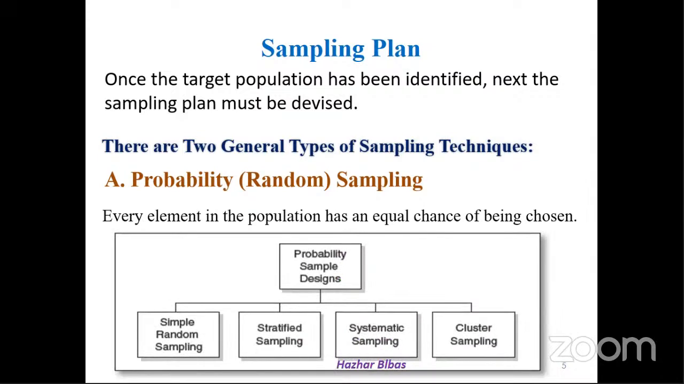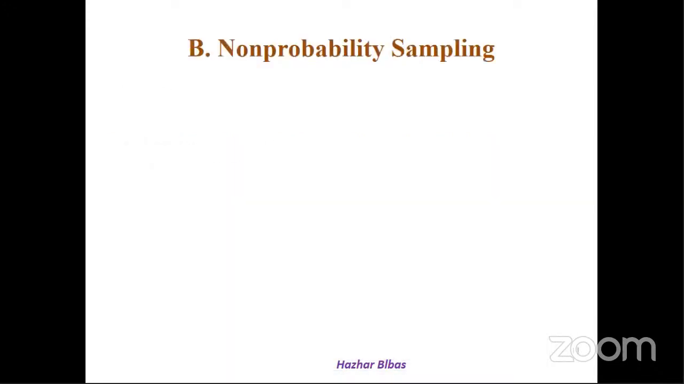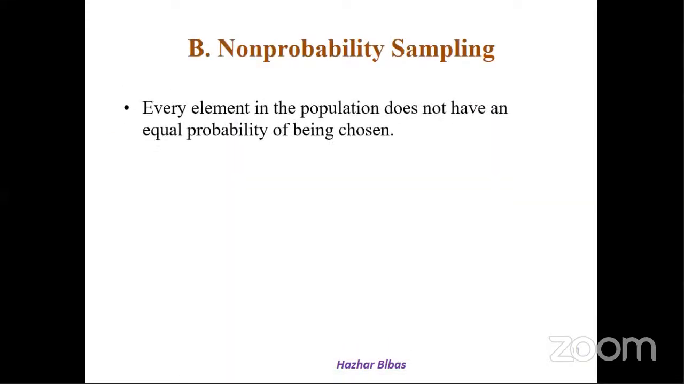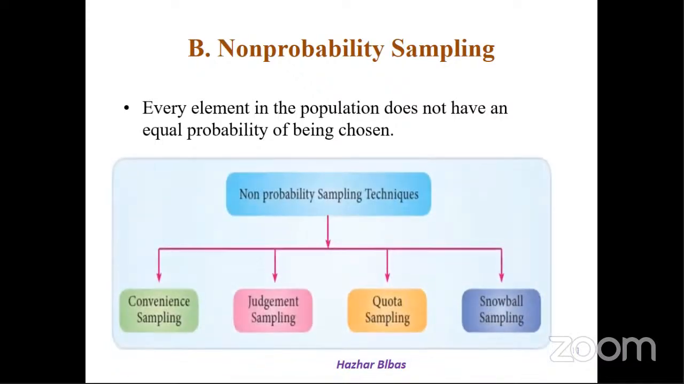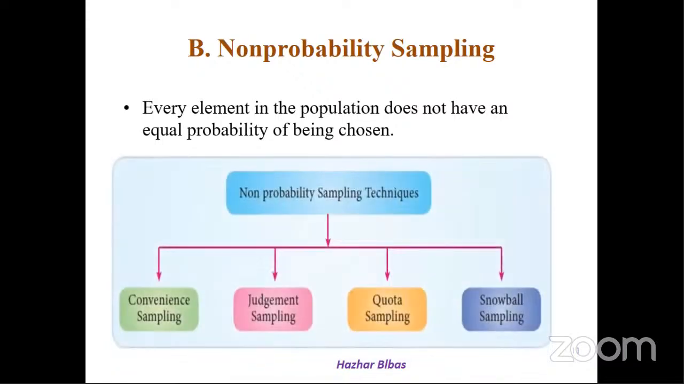You have these four types: simple, stratified, systematic, and cluster. Non-probability means every element, every case in the population doesn't have an equal chance to be selected. It means there is no randomization. You're going to choose who would be in your team, who would be in your research work. You're going to decide it as a researcher. We have four common types: convenience, judgment, quota, and snowball.